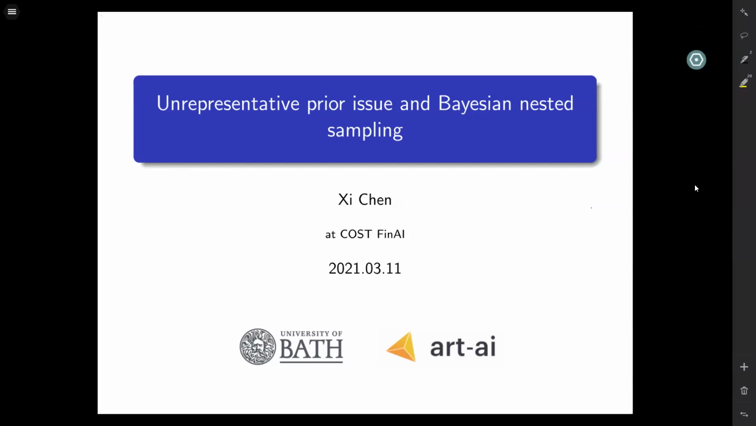Today, I'm going to introduce a niche problem when conducting interdisciplinary statistical machine learning research. We call it an unrepresentative prior issue, which can be seen in a wide range of realistic implementations in various industrial sectors, including finance. It may happen when people are trying to set up prior distributions in mid to high dimensional problems when using Bayesian inference. And Bayesian nested sampling is the probabilistic sampling method we used in our research, so here I also use it as an example.